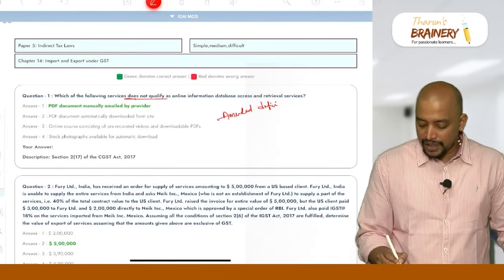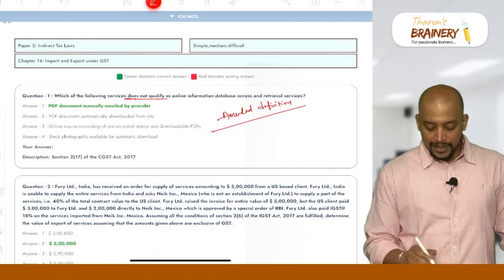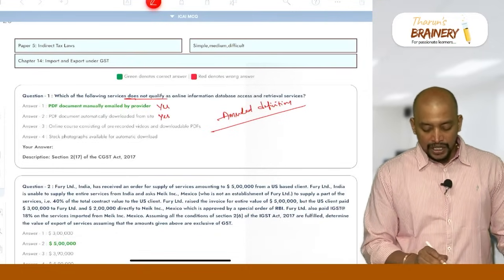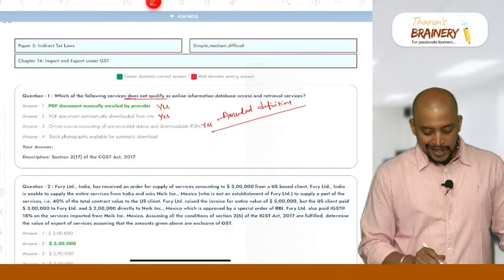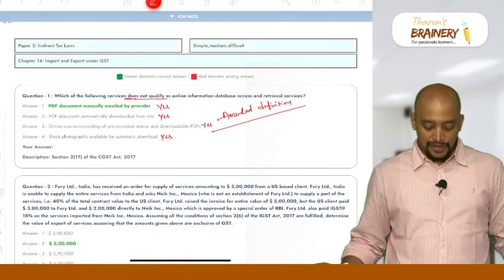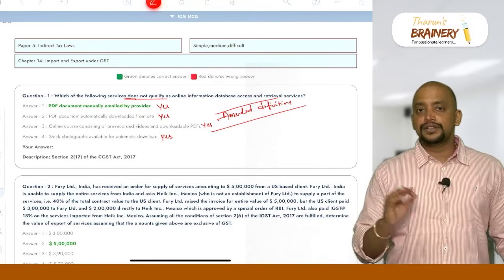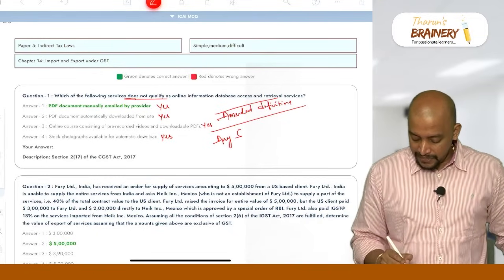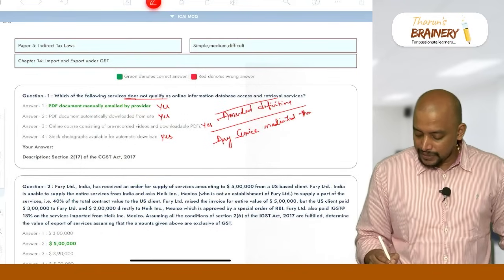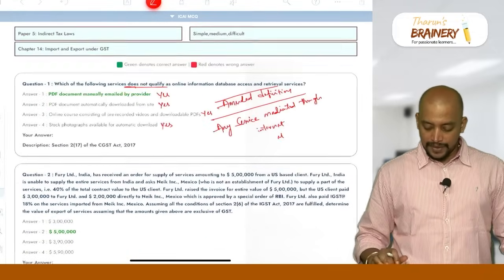of OIDR service, any service which is mediated through the internet is OIDR. So it qualifies as OIDR. Automatic download is also OIDR. Online course consisting of pre-recorded videos, OIDR. Stock photographs available for automatic download, OIDR. Now everything will be coming under OIDR service only. So this question is a wrong question. Based on the amended definition, any service mediated through the internet will be coming under OIDR services. Then next one.